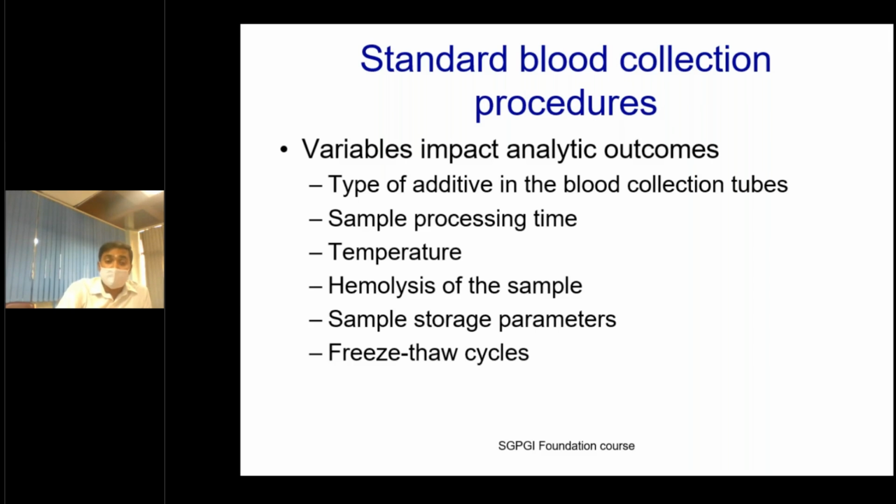And storage also. Sometimes you might take the sample in the night or on a previous day or in the morning, and you want to send it later. So you will be storing the samples. Depending on the test that you are performing, the storage conditions differ.